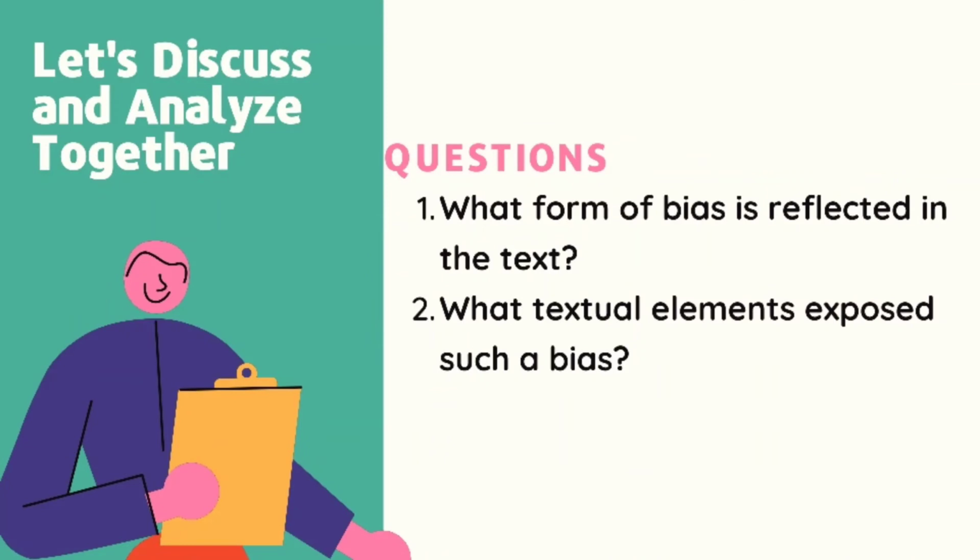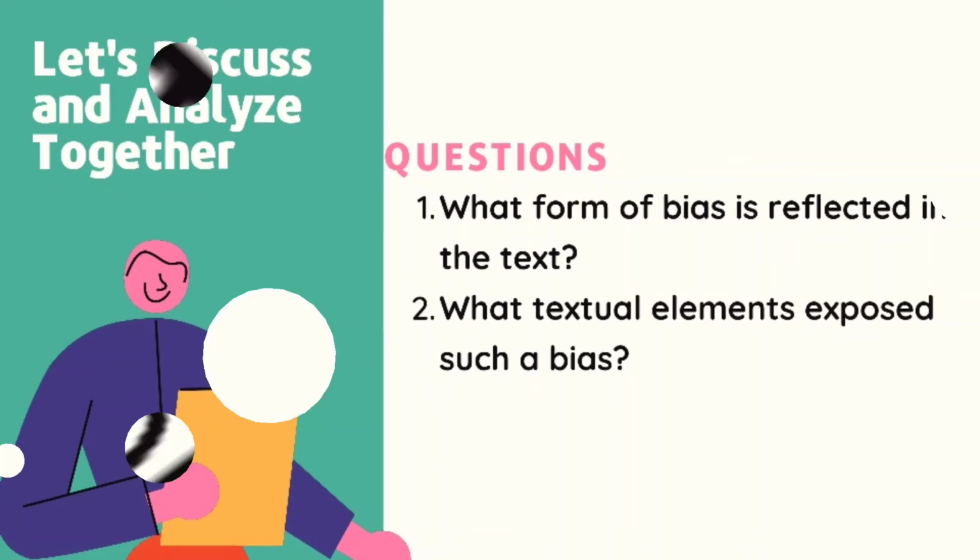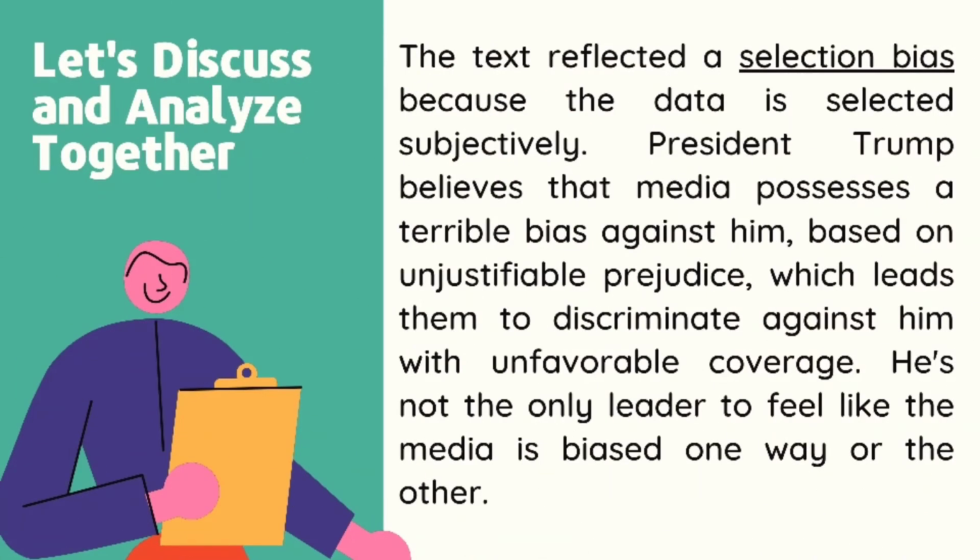Let's discuss and analyze together by answering the following questions. What form of bias is reflected in the text? What textual elements expose such a bias? You're right. The text reflected a selection bias because the data is selected subjectively. President Trump believes that media possesses a terrible bias against him, based on unjustifiable prejudice, which leads them to discriminate against him with unfavorable coverage. He's not the only leader to feel like the media is biased one way or the other.